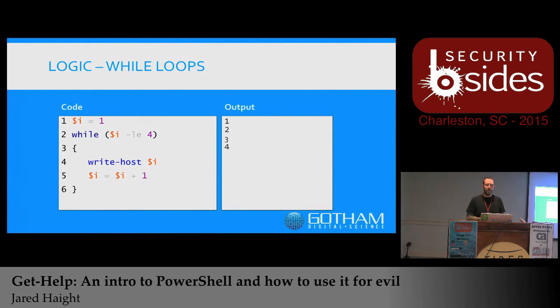So in our example here, we're taking the variable I, assigning it the integer 1, and then checking that while I is less than or equal to the number 4, we're going to run this block of code. Real straightforward, it prints out whatever the contents of I is, and then increments I up by 1. So our output on the right-hand side there is just the numbers 1, 2, 3, and 4.